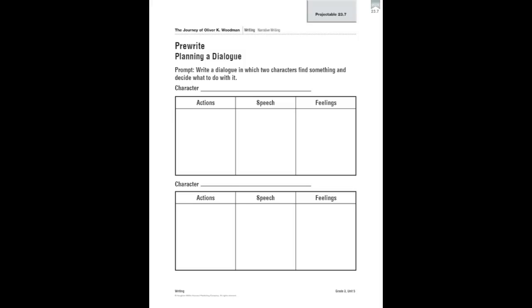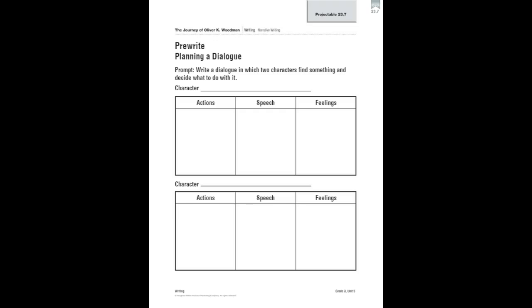Back to writing our dialogue. Dialogue not only tells what characters say and feel, but it also gives information about what they're doing. Remember, dialogue can be something funny, exciting, or scary happening to our characters. Dialogue is written in a special form.